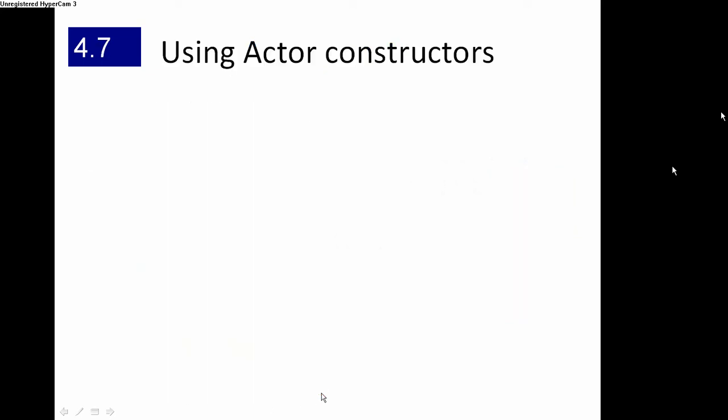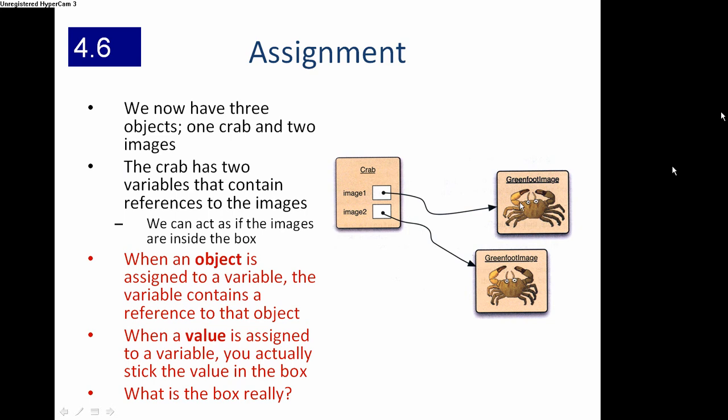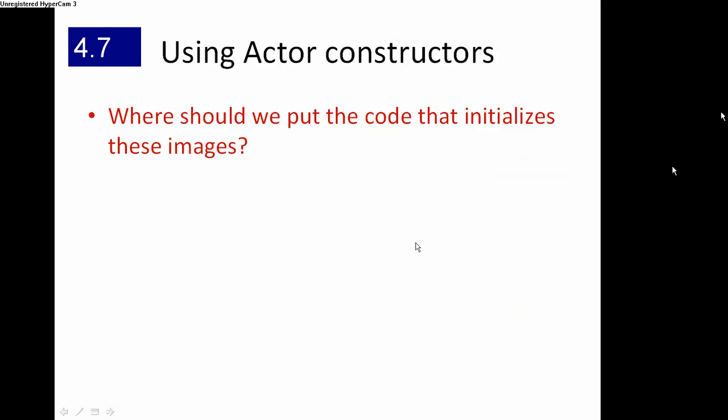So answer those questions. All right, using actor constructors. Where should we put the code that initializes these images? What I'm saying is we haven't written the code yet that will actually do this. We already have our empty boxes and we're going to initialize them, which means we're going to stick something into those empty boxes for the first time. Where should you put the code that initializes these images? What do you think? Just guess if you don't know.